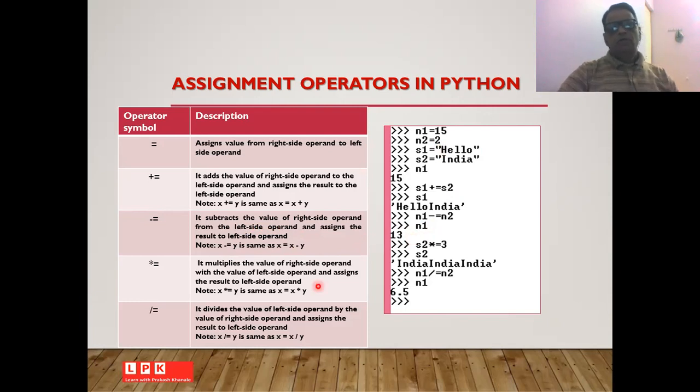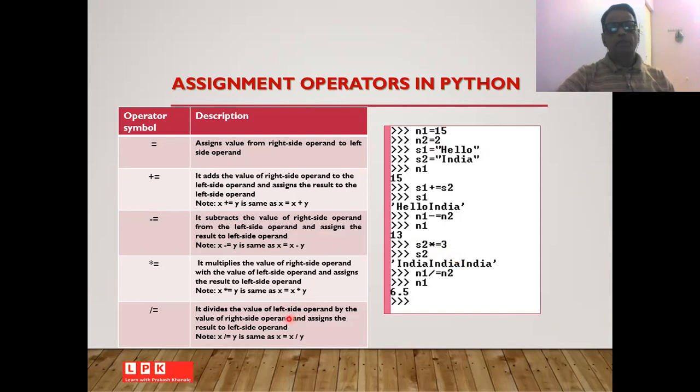Star equal to will multiply the value on the right hand side of the operand with the value on the left hand side operand and will assign the result to the left hand side operand. So x star equal to y is nothing but x equal to x star y. So if I write s2 star equal to 3, and if I print the value of s2, then I will get the result India, India, and India only.